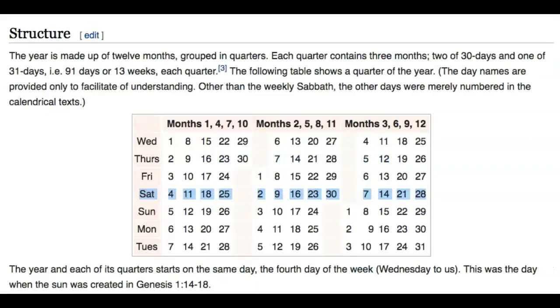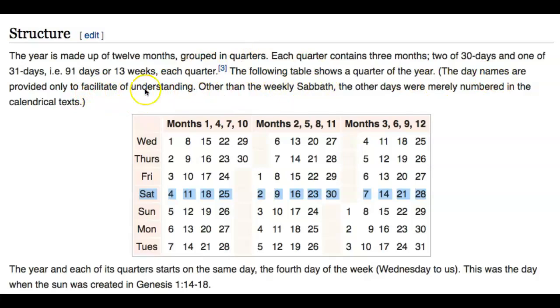Now this is the structure of the calendar, and I've highlighted this one, Saturday so-called, also known as the Shabbat, and there's a reason I have that highlighted, but it says here, the year is made up of 12 months grouped in quarters. Each quarter contains 3 months, 2 of 30 days and 1 of 31 days, i.e., 91 days or 13 weeks each quarter, and the quarter represents the seasons as we've just gone over. The following table shows a quarter of the year. The day names are provided only to facilitate understanding.